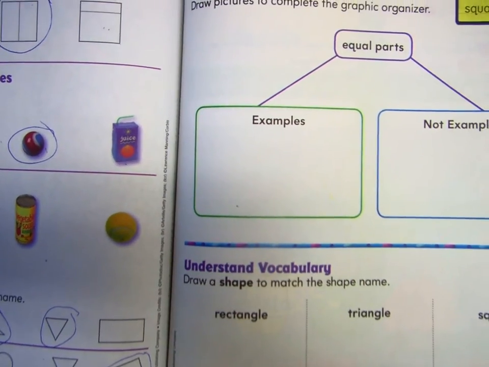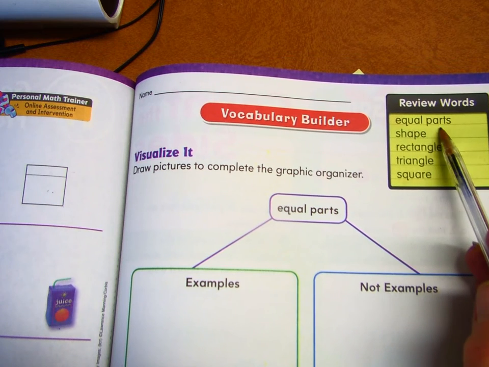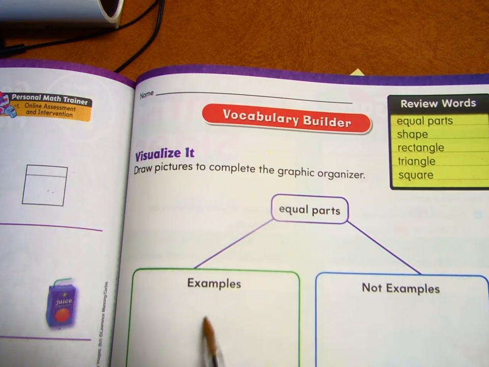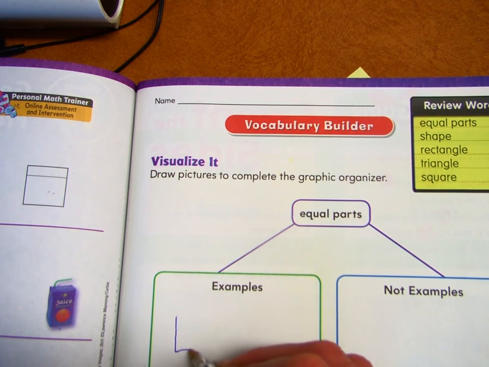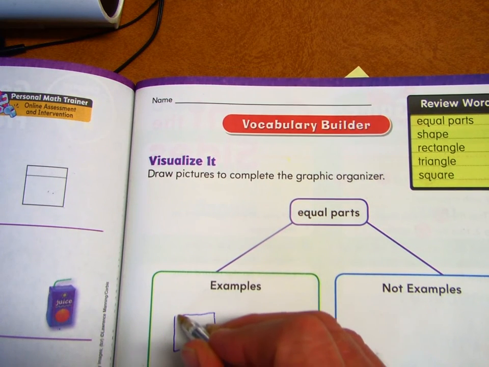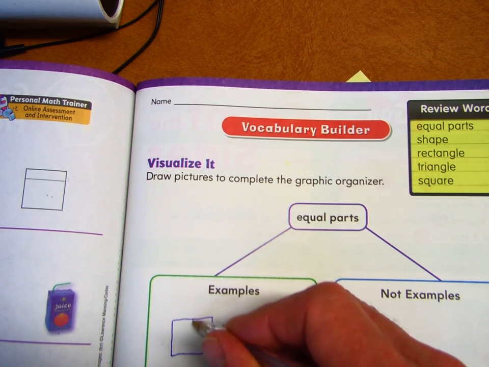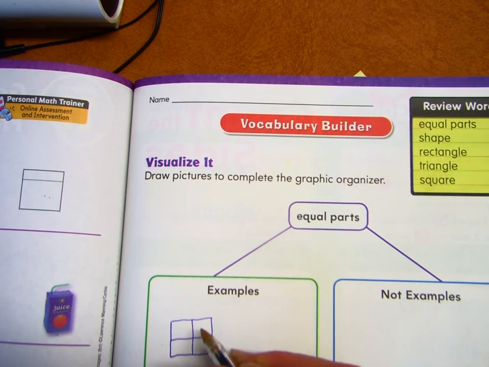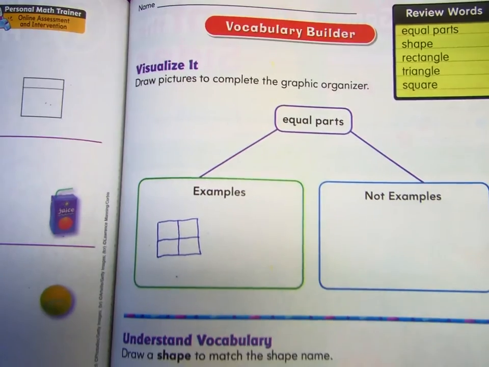Draw pictures to complete the graphic organizer. We're going to be working with these words: equal parts, shape, rectangle, triangle, square. Let's do an example of equal parts. Let's take a square. Now I want to cut a square into equal parts. I can cut it like this, in the middle. Now all 4 of these parts are pretty much the same. I made them the same.